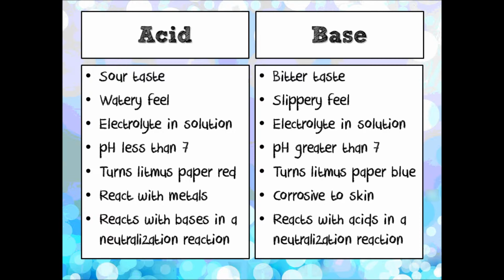Acids turn litmus paper red, whereas bases turn litmus paper blue. Acids are going to react with metals. Bases are going to react with your skin. Both of them will react with each other in a neutralization reaction.